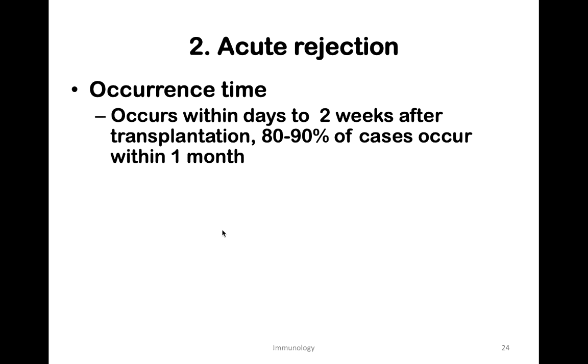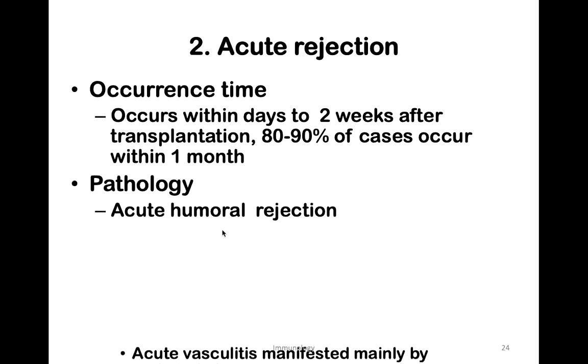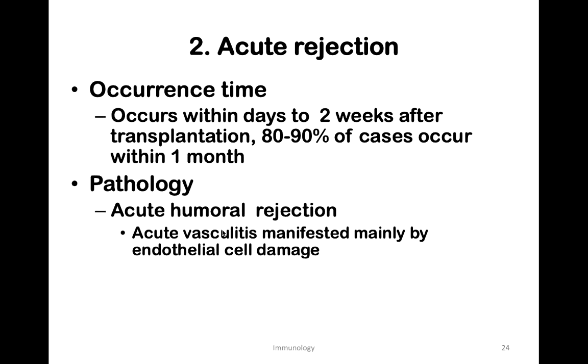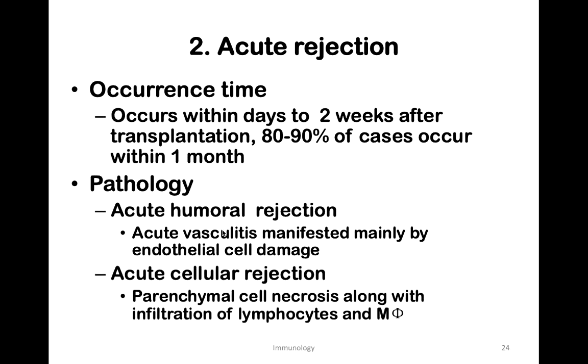The other type of rejection is acute rejection, and the time period for its occurrence is within days to 2 weeks after transplantation, and 80 to 90% of cases occur within 1 month of the transplantation. In acute humoral rejection, you have acute vasculitis manifested mainly by endothelial cell damage; the endothelial cell lining is destroyed, and then you have damage to the blood vessels. Cellular rejection involves parenchymal cell necrosis along with infiltration of lymphocytes and macrophages. So here, lymphocytes and macrophages also play an important role.